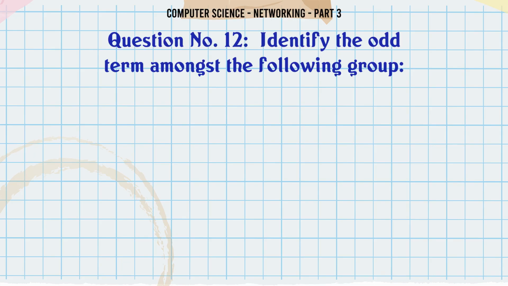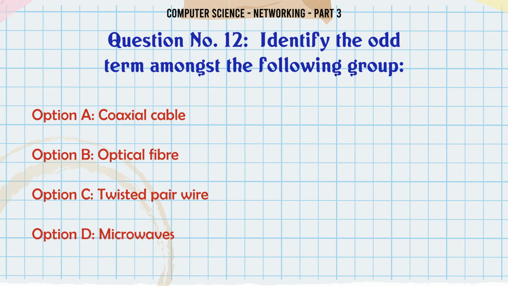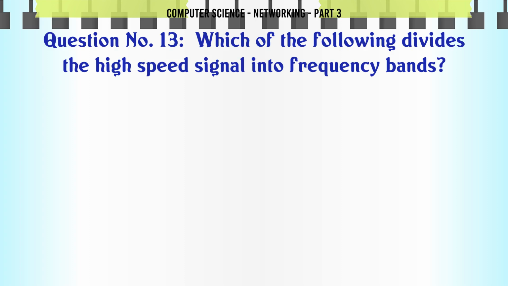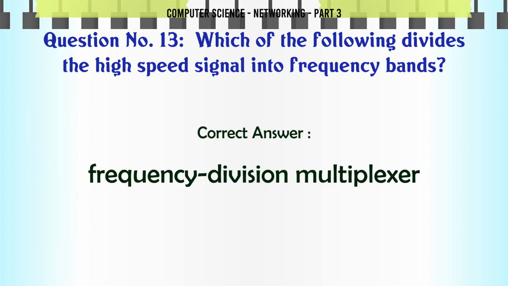Identify the odd term amongst the following group. A. Coaxial cable, B. Optical fiber, C. Twisted pair wire, D. Microwaves. The correct answer is microwaves. Which of the following divides the high-speed signal into frequency bands? A. T-switch, B. Modem, C. Frequency division multiplexer, D. Time division multiplexer. The correct answer is frequency division multiplexer.